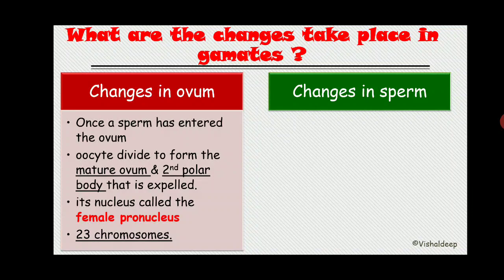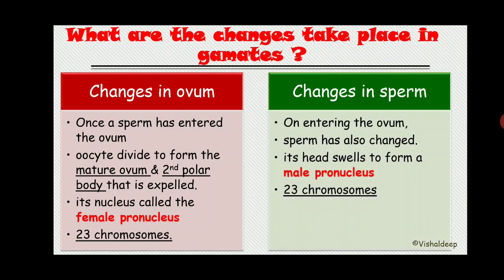Now what are the changes that take place in the sperm? Once the sperm has entered inside the ovum, the sperm head eventually enters inside the nucleus of the ovum. So on entering the ovum, the sperm has to change. Its head swells and forms a male pronucleus, and this male pronucleus will contain 23 chromosomes. Got it?